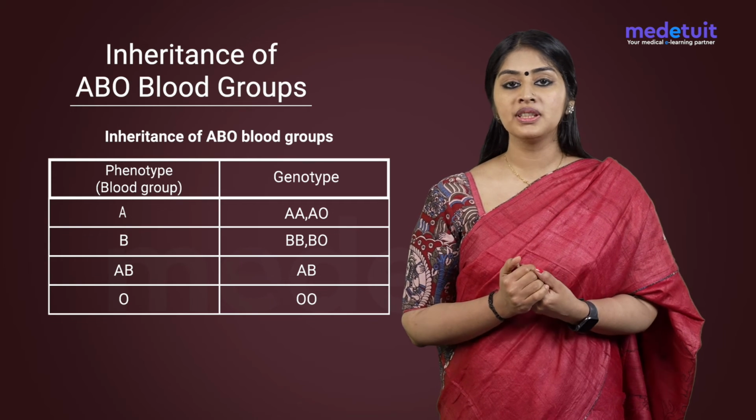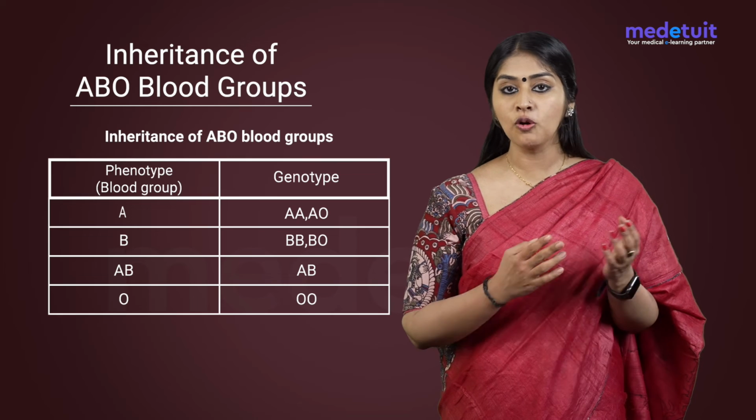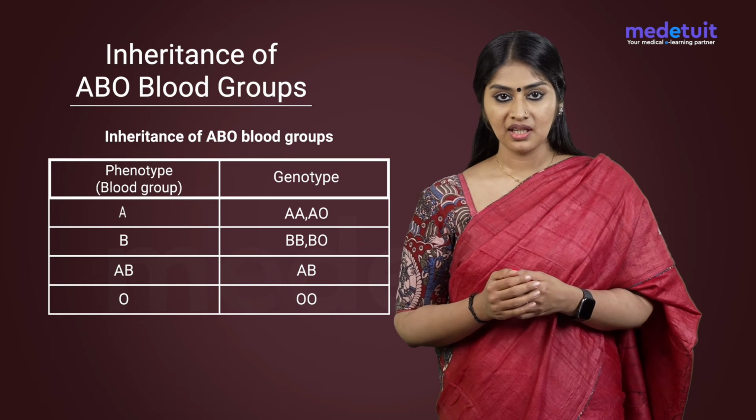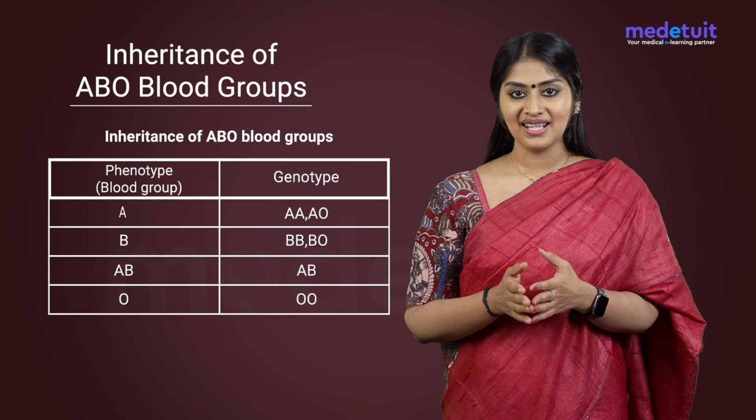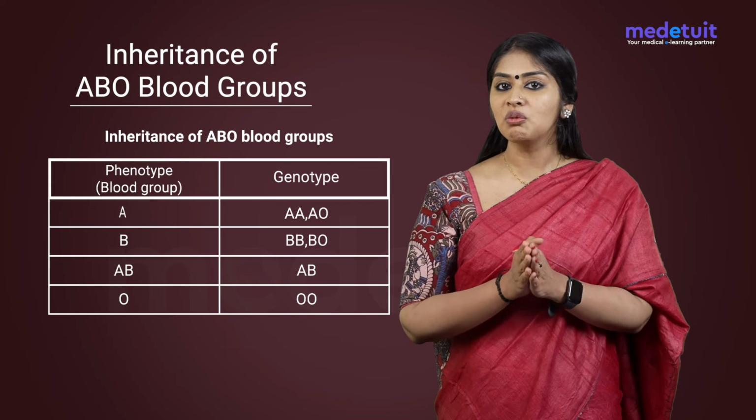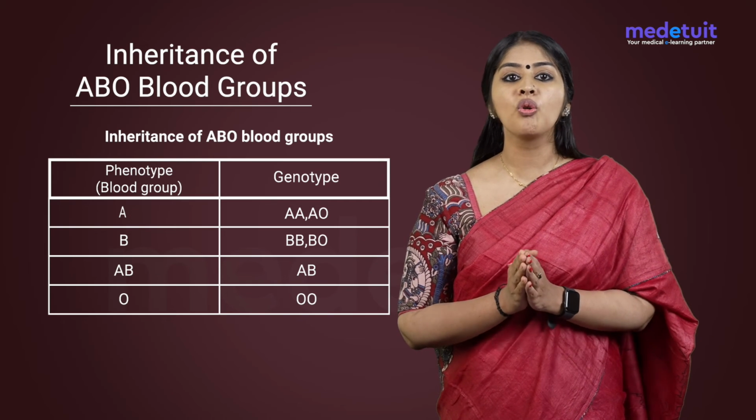Similarly for B group, there are 2 possible genotypes, that is OB and BB. For AB blood group, the only possible genotype is AB. Similarly for O group, there is only one possible genotype, that is OO.